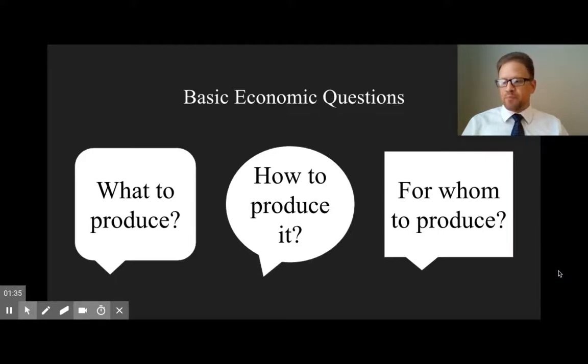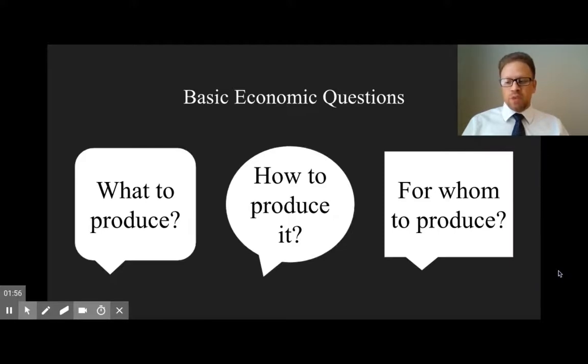Now, the differences in how societies answer these basic economic questions form the basis for the three basic types of economic systems. Things like wages and prices can be found in any type of economic system, but are determined in fundamentally different ways in the different types of economic systems.